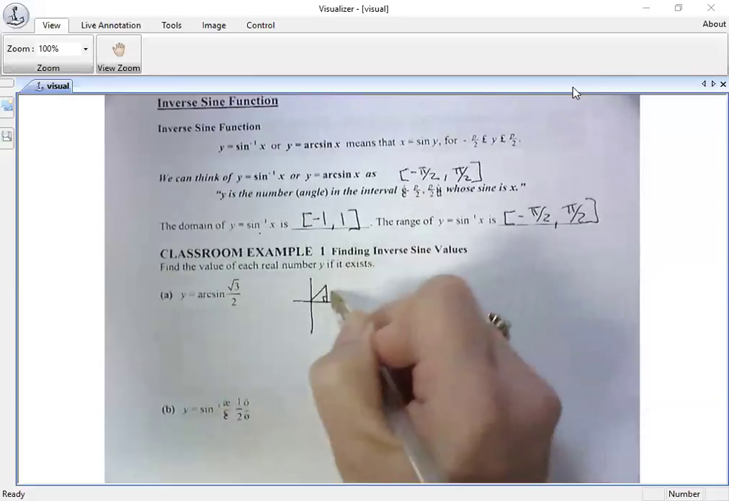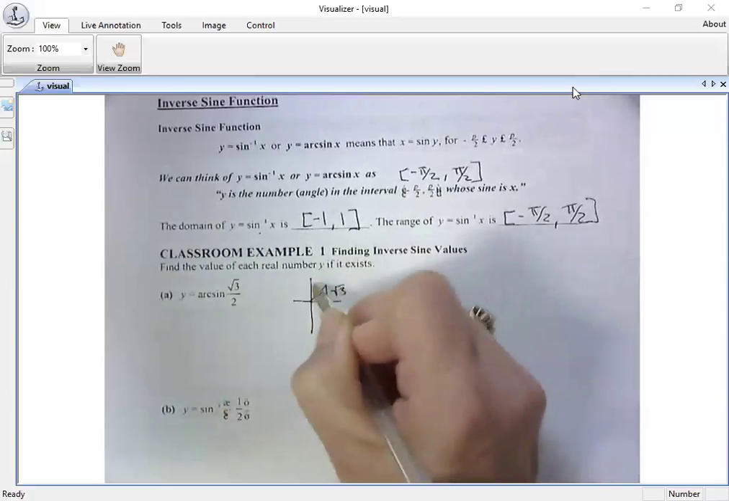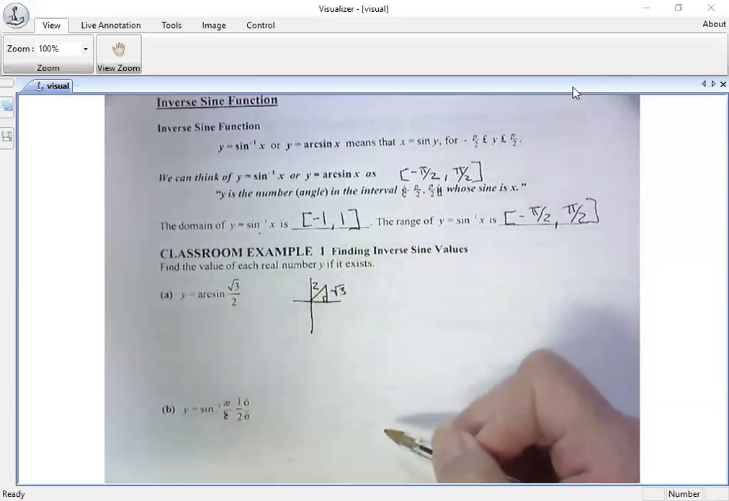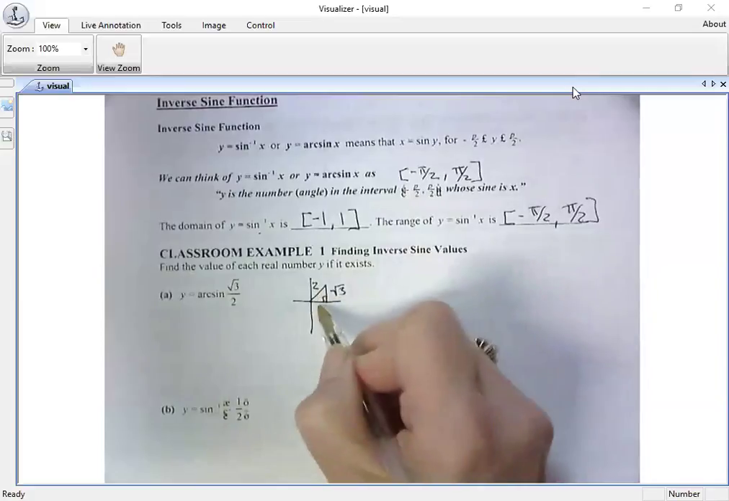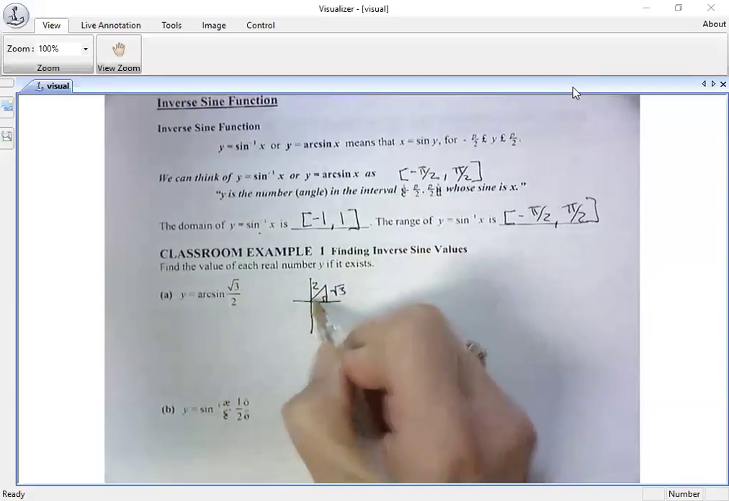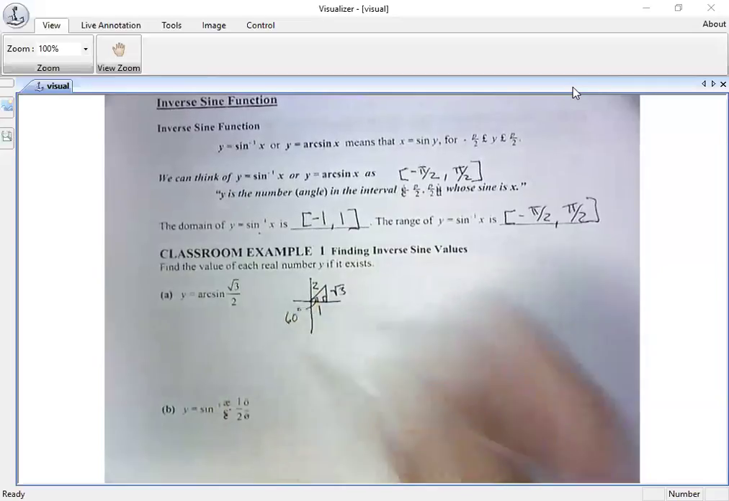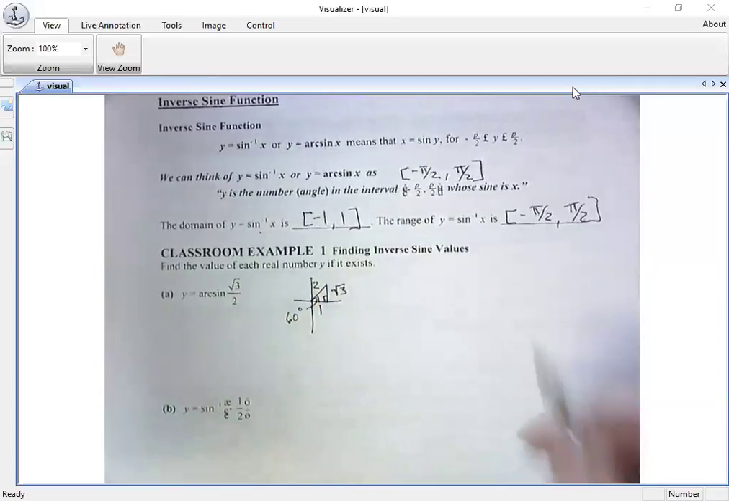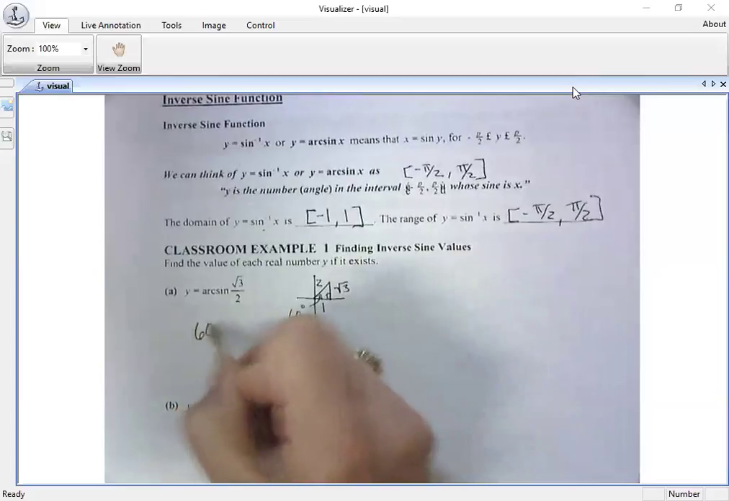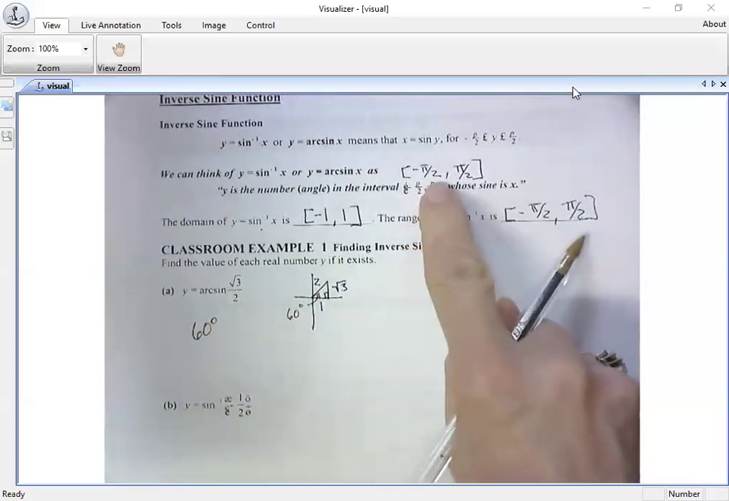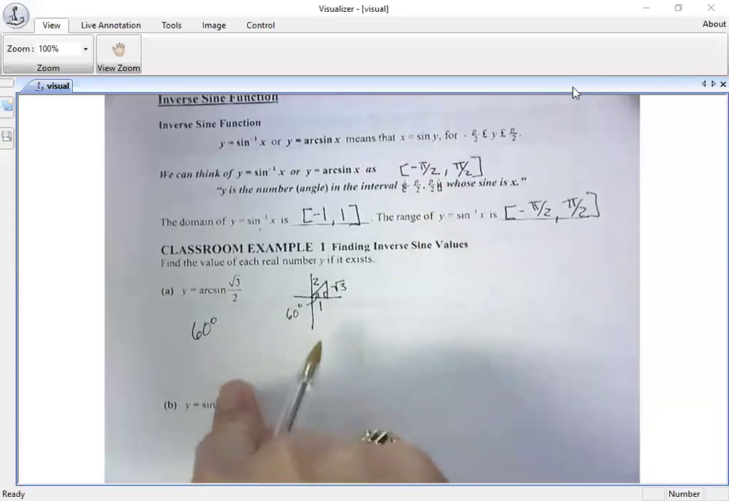Opposite over hypotenuse. I would have √3 here. I would have 2 here. Does this look like a special right triangle? Yeah, what goes here? So that means this angle measure right here is what? 60 degrees. Now, I could leave it as 60 degrees, except if they give me this restriction in radians, I should change it back to radians.